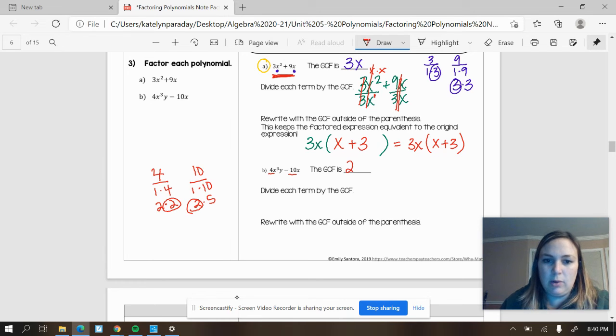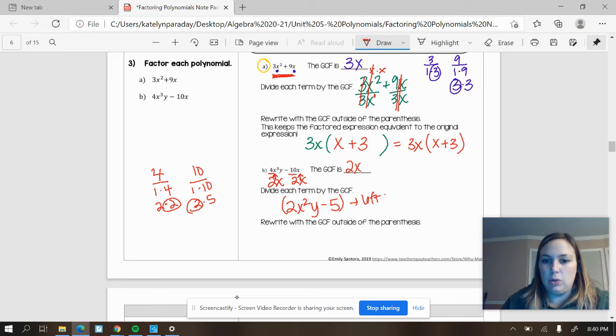So 2 comes out on the outside, but then I need to look at the variables. So this one has 3 x's and a y, and this one has 1 x. So they both have an x, so I'm going to take out an x. Then I'm going to divide this by 2x, divide this part by 2x. Well, 4 divided by 2 is 2. Left over, I took 1 x out, so I have 2 left over. I didn't do anything to my y. And then 10 divided by 2 is 5, and I took that 1 x out. Okay, so that's my leftover.